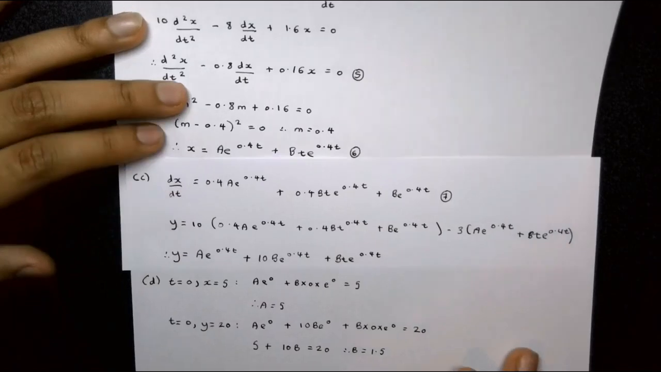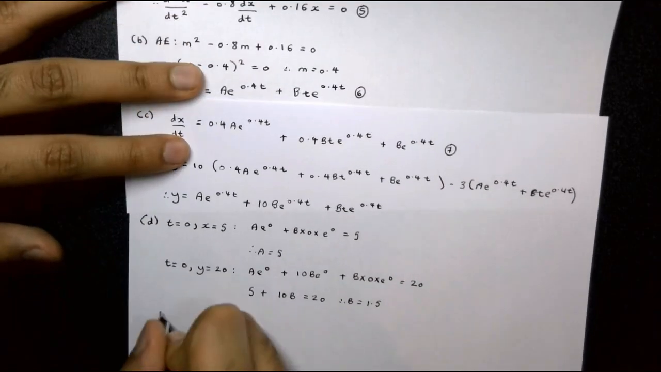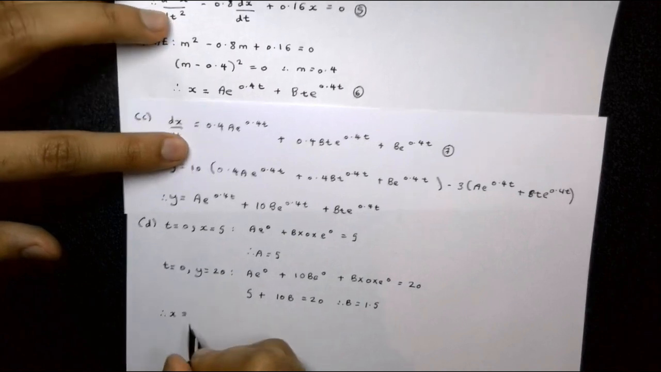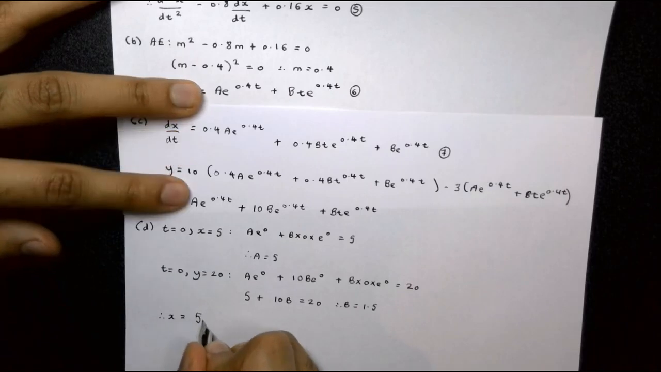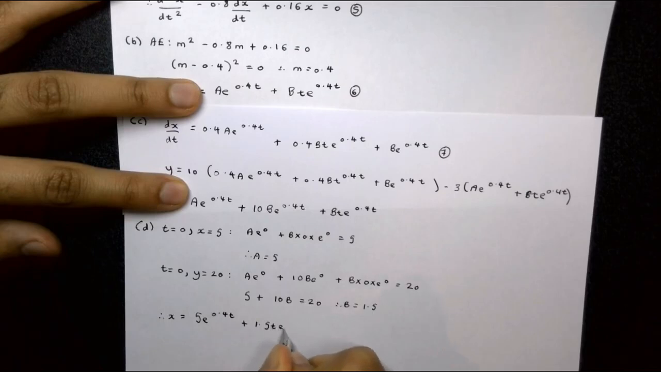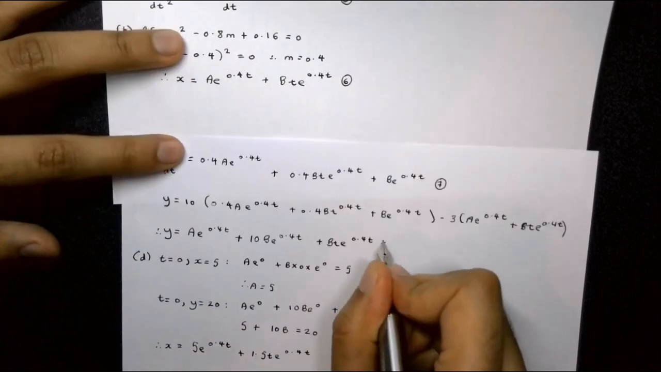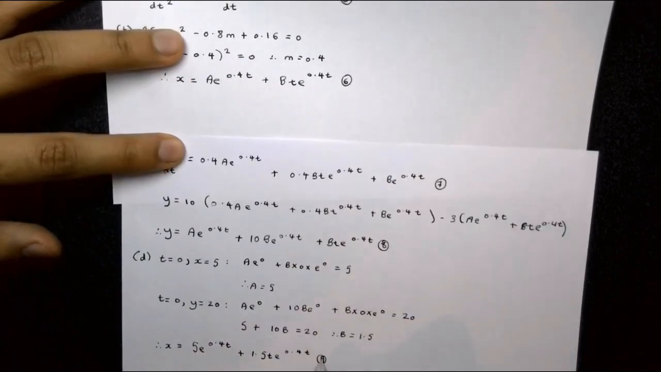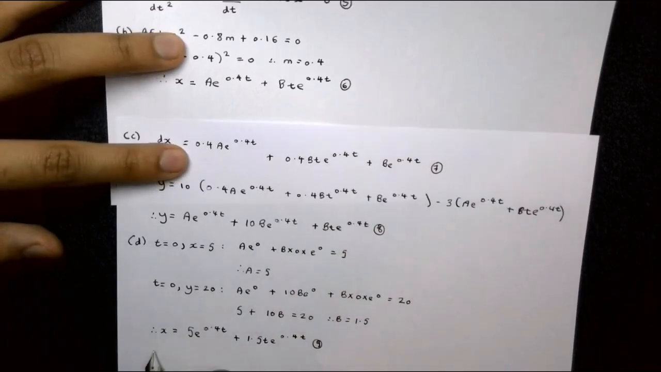And knowing what a and b are, we can therefore conclude that x is equal to 5 e to the 0.4t plus 1.5t e to the 0.4t. Okay, so let's call this equation 8, and let's call this equation 9. And we're finding out how many bears there will be in 2020, so that's when t equals 10.